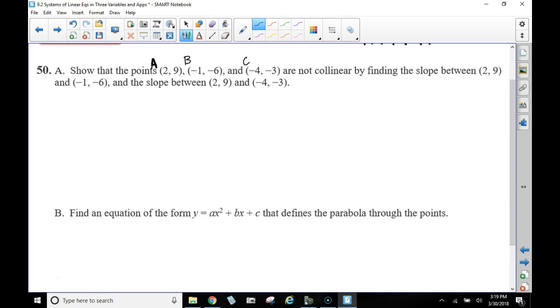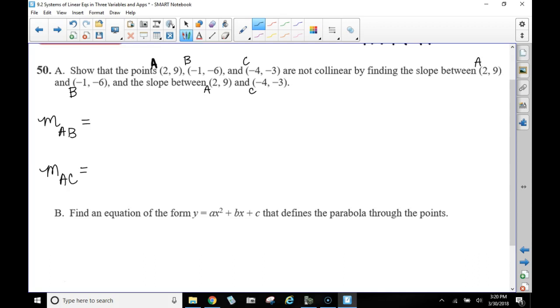So to show that points are not on the same line, they're not going to be on the same line if they do not have the same slope. If the points are going to be on the same line, you will get the same slope numbers. So they want us to find the slope containing points A and B, and then the slope containing points A and C. Now, if these come out to be different numbers, these points are non-collinear.